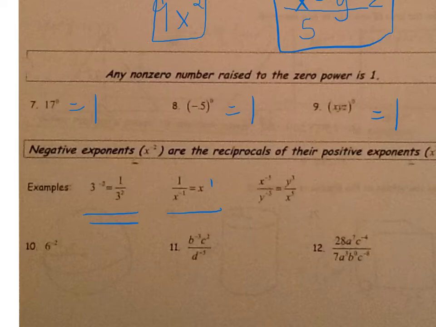Okay, now look at this third example. If you have x to the negative 5 on the top, all you have to do is bring it down to the bottom, make it positive. If you have y to the negative 3 on the bottom, bring it up to the top, make it positive.